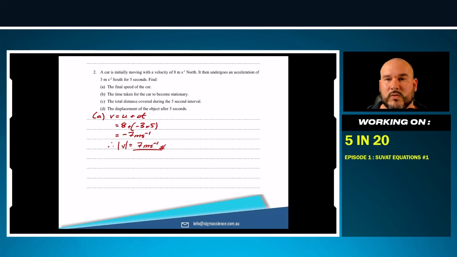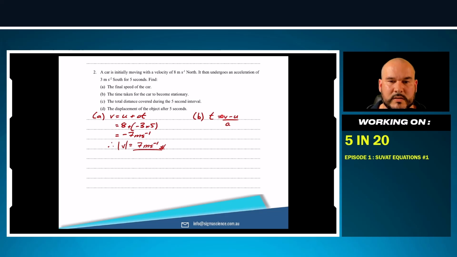Again, think about it in terms of a SUVAT equation, in terms of the variables. The time taken for it to become stationary. So what is the value of t when v is 0, given u is +8 and a is -3? So it's actually the same equation. It's the acceleration equation, except you're solving for t. We're solving here for the value of t when it's stationary.